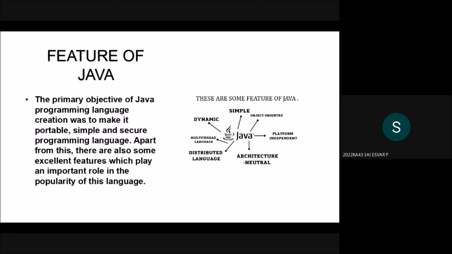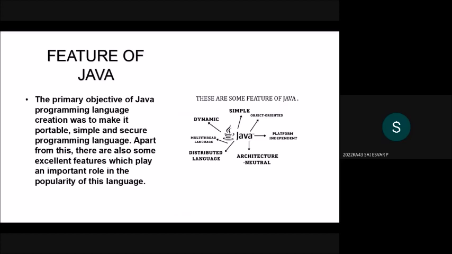Architecture neutral. Java is architecture neutral because there are no implementation-dependent features. For example, the size of primitive types is not fixed in C programming. The int data type occupies 2 bytes of memory on a 32-bit architecture and 4 bytes on a 64-bit architecture. However, it occupies 4 bytes of memory for both 32-bit and 64-bit architectures in Java.